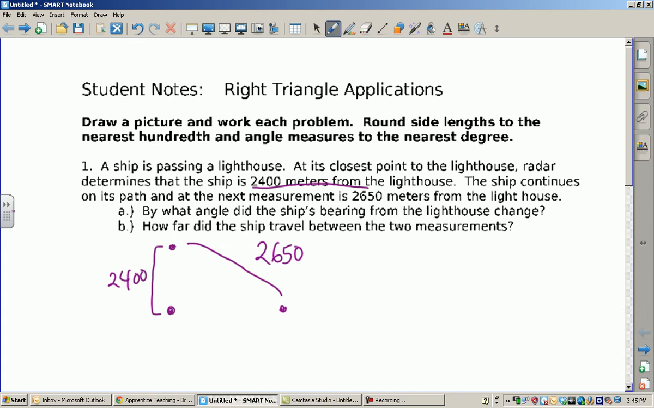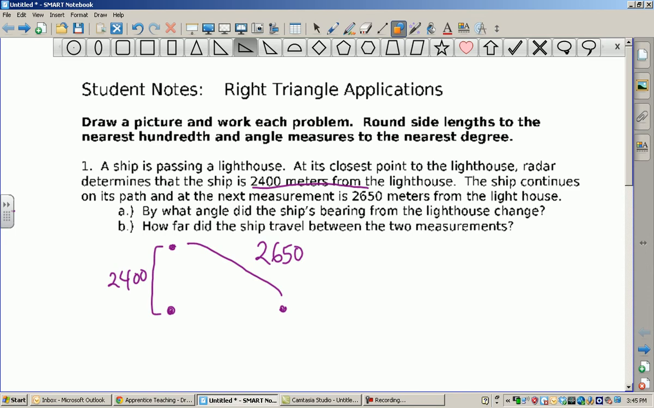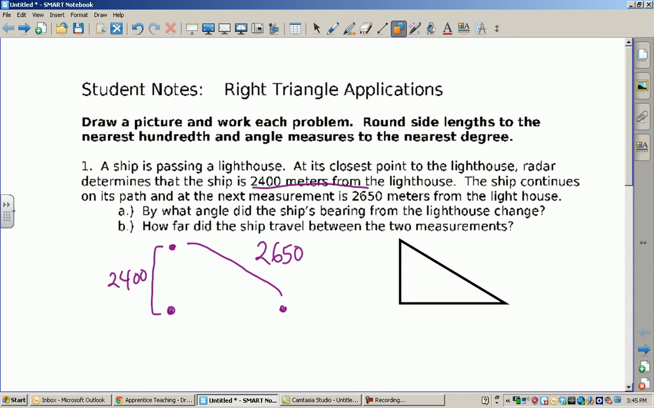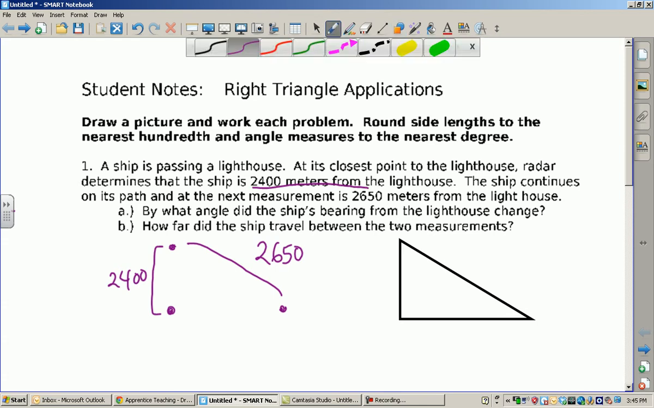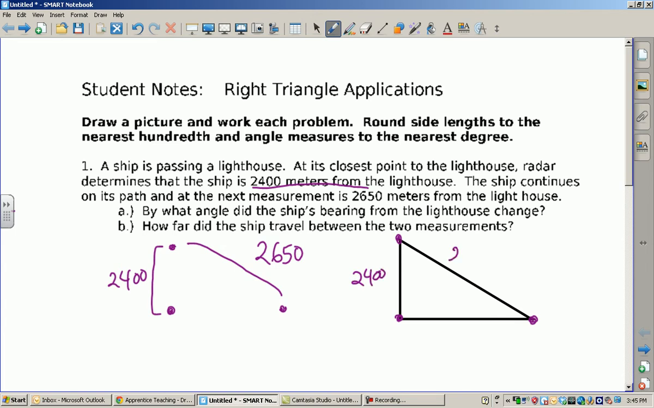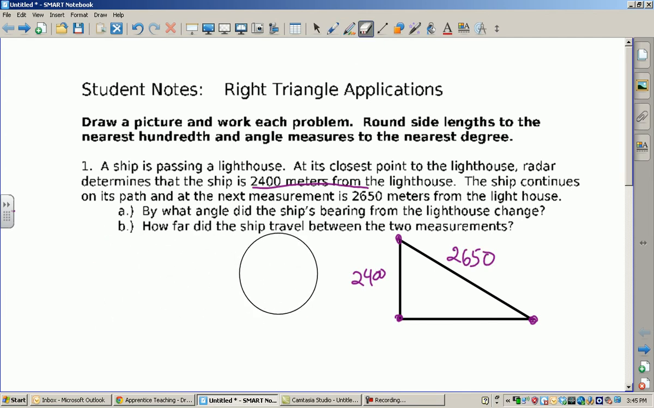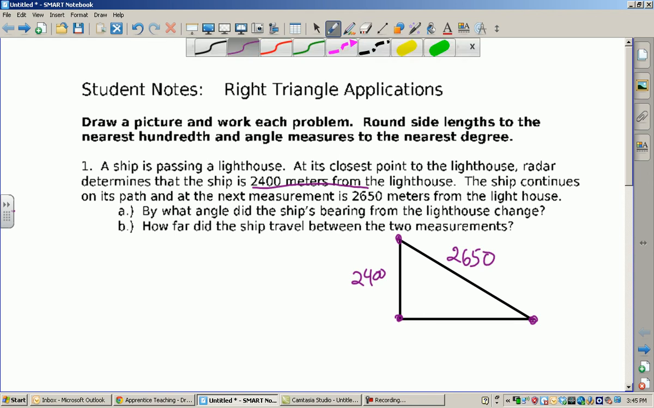change? So this is actually when I'm going to draw my triangle, because now we can actually see it. And my triangle, which will be right here. So once again, guys, here's the lighthouse, here was the ship at the beginning, and sometime later, here was the other ship. And to relabel, this was 2,400 meters, and this was 2,650. And so guys, they want to know what the angle change was from here to here, and that would be given by this angle right here, which we'll call B. We'll call that B.